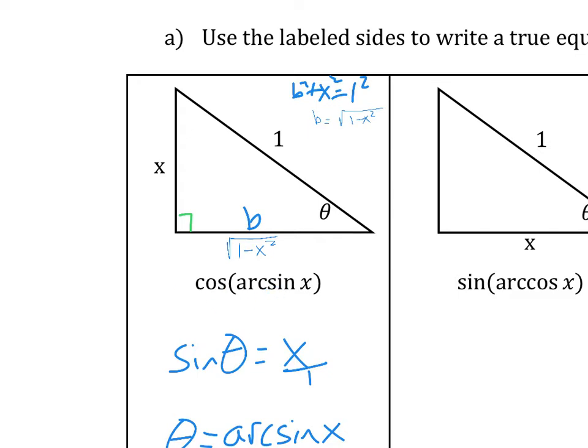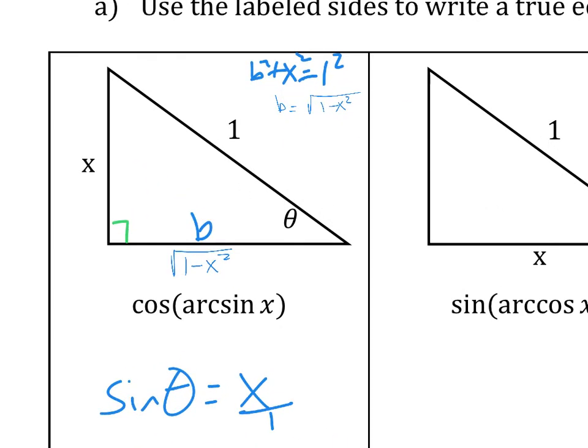Now we're going to need this in a moment here, the cosine of the arc sine of x. Well, how do we find that? Well, we know that arc sine of x is the angle, so that is theta. So this is just saying, what is the cosine of theta? Well, the cosine of theta, using this triangle, cosine is adjacent over hypotenuse. So this is the square root of 1 minus x squared over 1, but we don't need that 1.